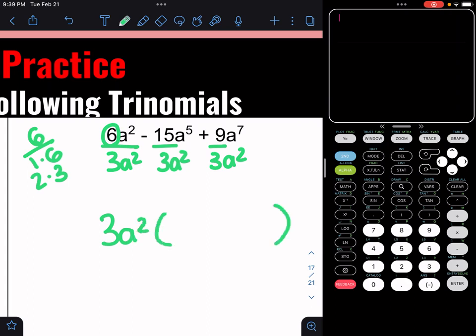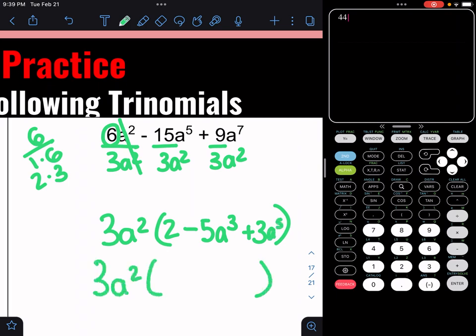And now what do I get when dividing? 6 divided by 3 is 2. A squared divided by a squared just cancels out. Then negative 15 divided by negative 3 is negative 5. A to the fifth divided by a squared, we subtract those exponents, leaving us with a to the third. 9 divided by 3 is 3. 7 minus 2 is 5. A to the fifth. Now we want to write this in standard form. It looks better. So our biggest exponent is 3a to the fifth. Then the next one would be negative 5a to the third. And you leave the constant, the plain number, at the end.